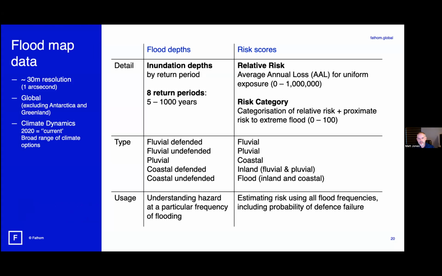What I'd like to re-emphasize is that this truly is, as you've seen from some of Andy's slides, a global product. If you exclude Antarctica and Greenland, we cover everywhere on the planet on a 1 arc second grid, which is around about 30 meters at the equator, and actually a bit finer than 30 meters as you head towards the poles.